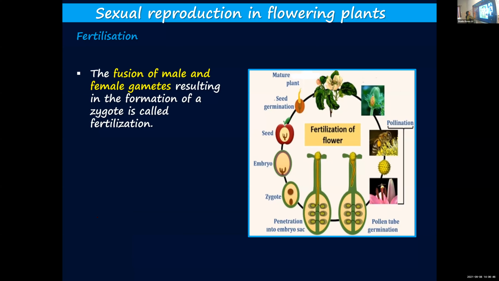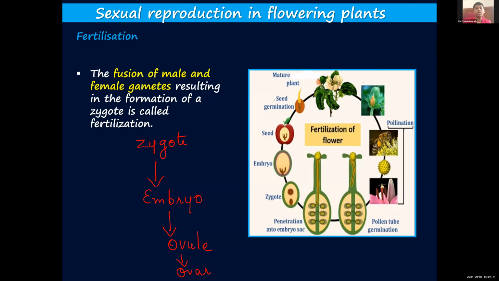Okay. So zygote will develop into a single cell. It will undergo repeated division and form an embryo. This embryo is present inside the ovule. Now next question, where is ovule present? Ovule is present inside ovary.